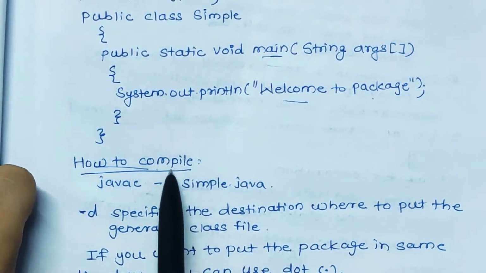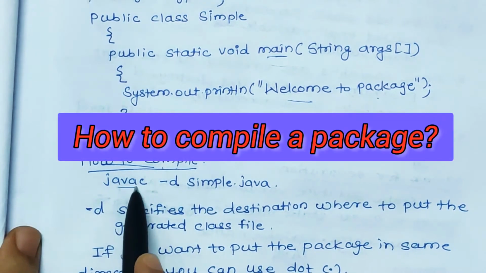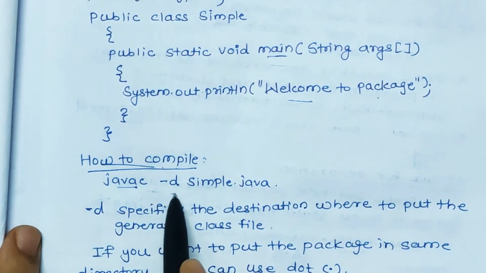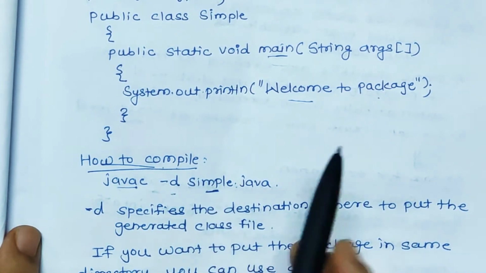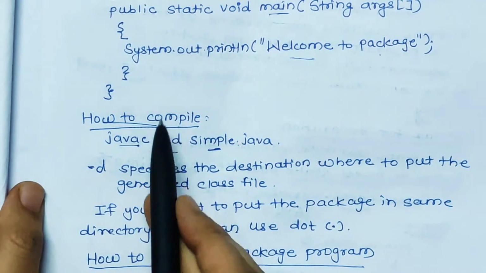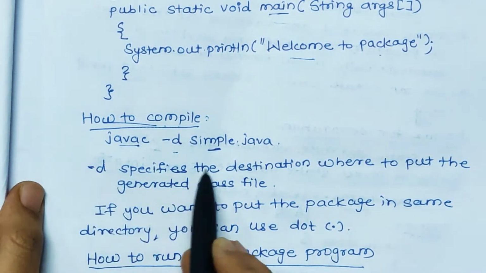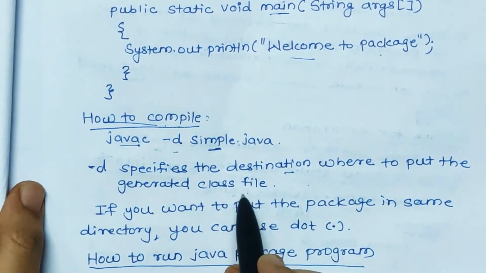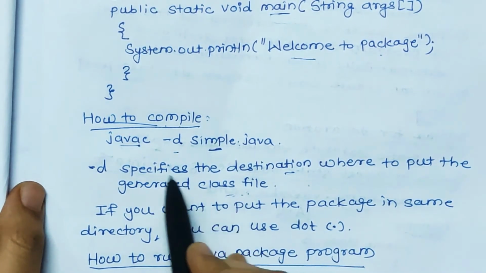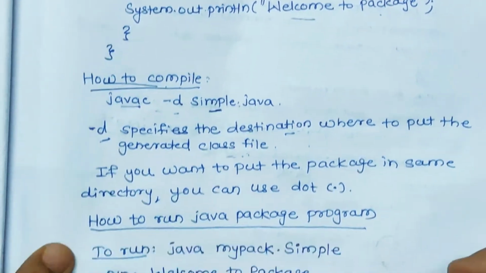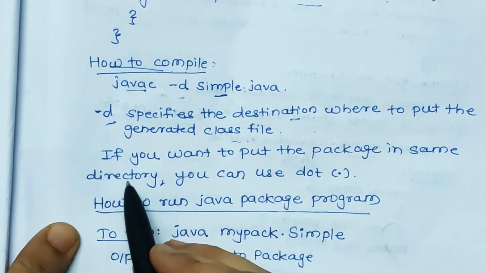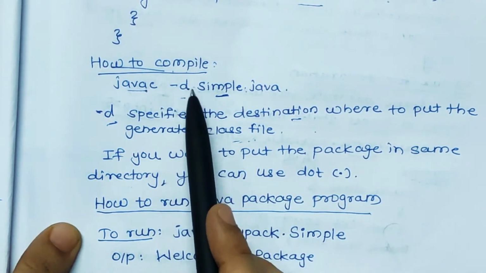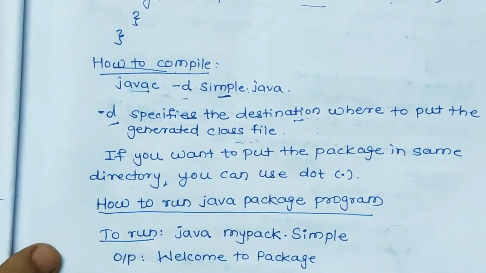Now the method for compilation is that you have to compile this package with the command javac -d . Simple.java, where Simple is the name of my class. Now what is the role of this -d? It specifies the destination where to put the generated class. That is, the location of this class will be decided by this syntax. And if you want to put the package in the same directory, you have to specify a dot here.